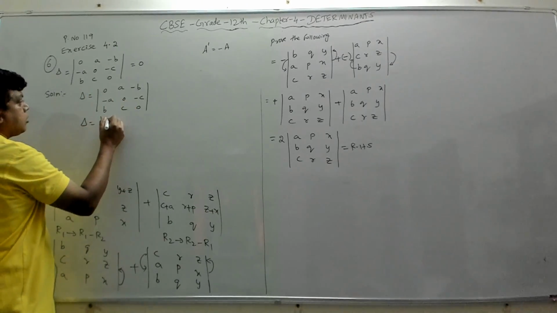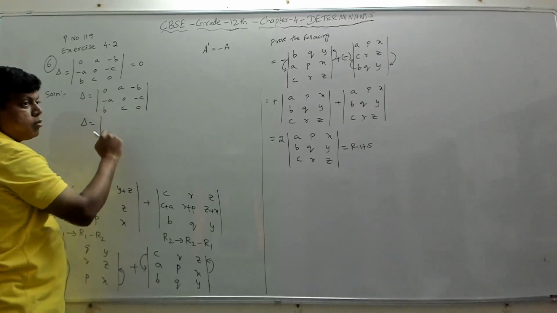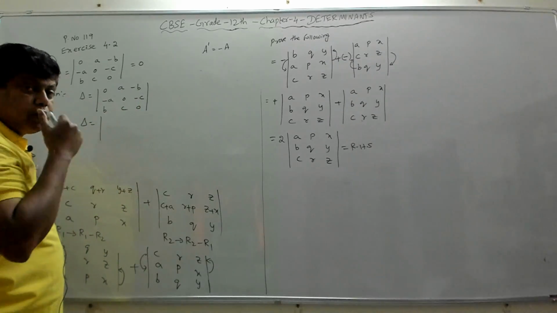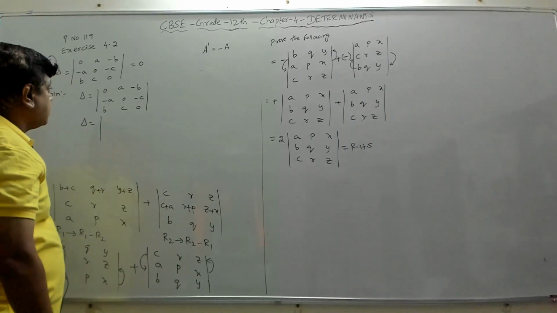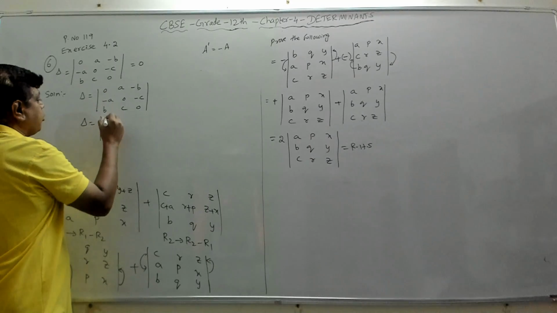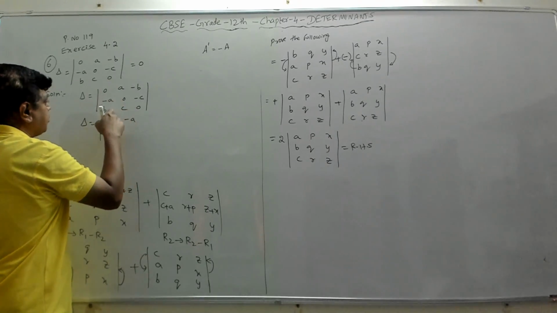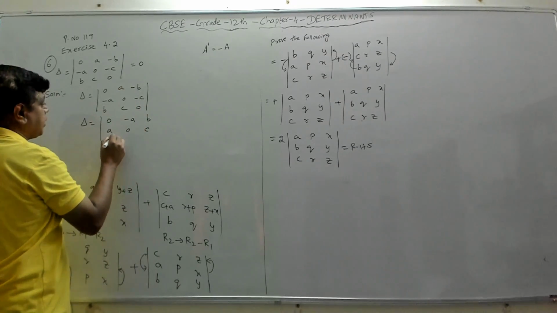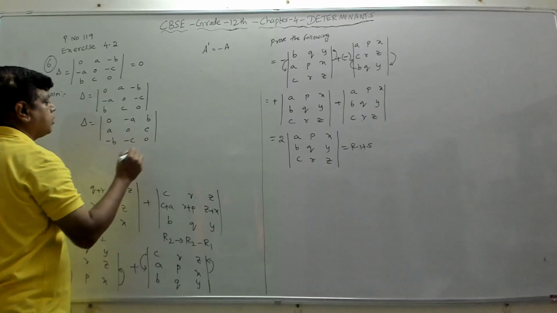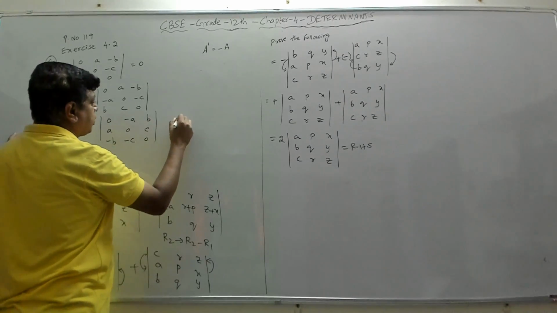Now if I take the transpose of this, the value of the determinant will be the same. Which means I interchange the rows and columns. If you interchange the rows and columns, the value of the determinant remains unchanged. That is property 1. So my column becomes a row: 0, minus a, b, then a, 0, c, then minus b, minus c, 0. Right? Because this is by property 1.